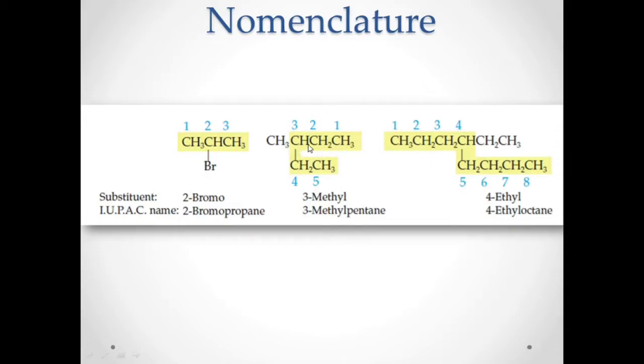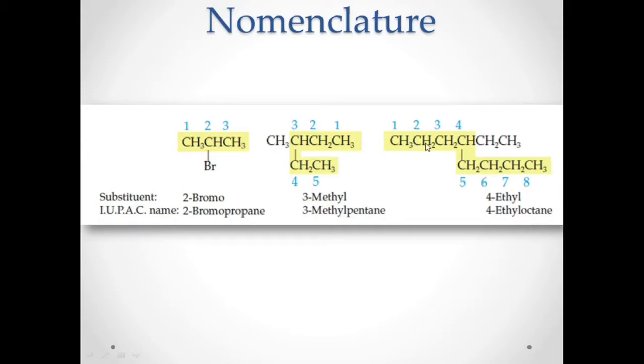Okay, so 1, 2, 3, 4, 5. So your carbon number 3 has a substituent which is an alkyl group, which is a methyl. So the name would be 3-methyl, and the longest continuous carbon chain is 5. So therefore the parent name is pentane. So that would be 3-methylpentane. Okay. So the last example.